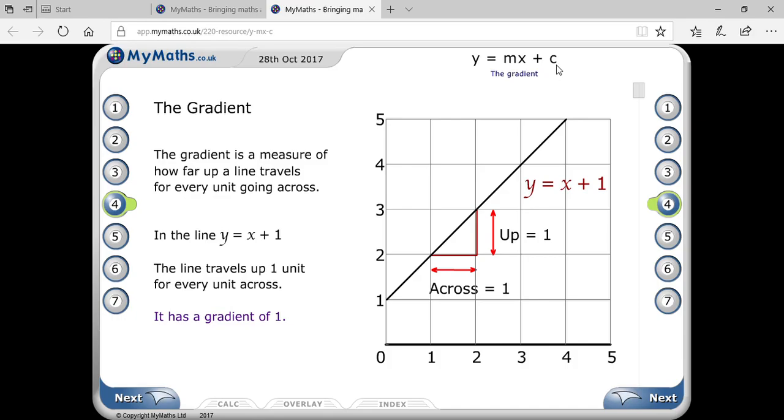Clear? Yes, you will. Do you understand that? Yes, you're going to get the equation of y equals.